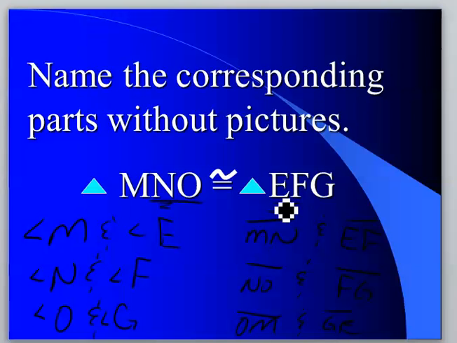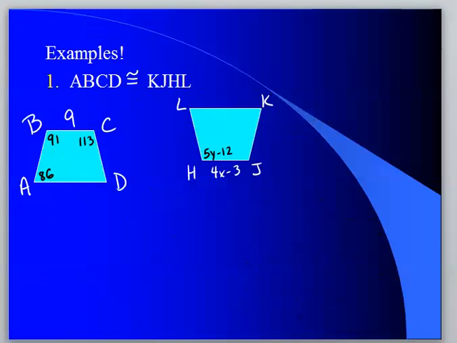So these are my 6 pairs of corresponding parts. Angle M and angle E are corresponding. Angle N and angle F, O and G. Segment MN, that side, and segment EF. Segment NO and segment FG. Segment OM and segment GE.